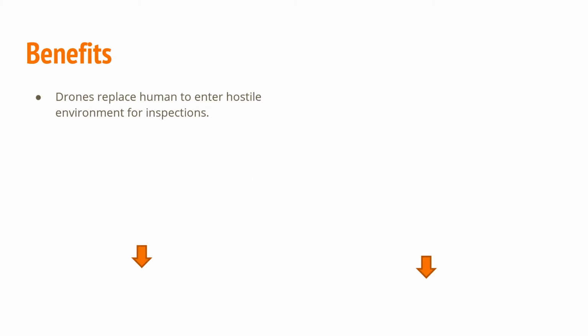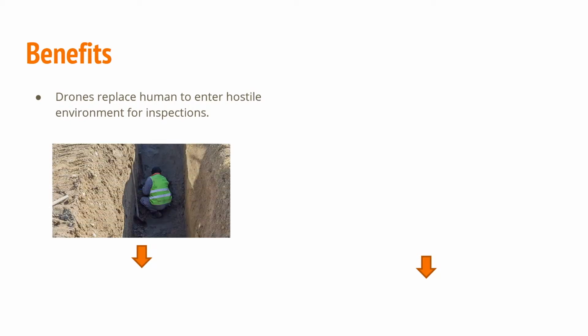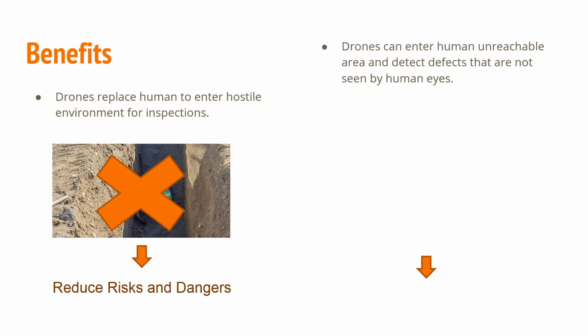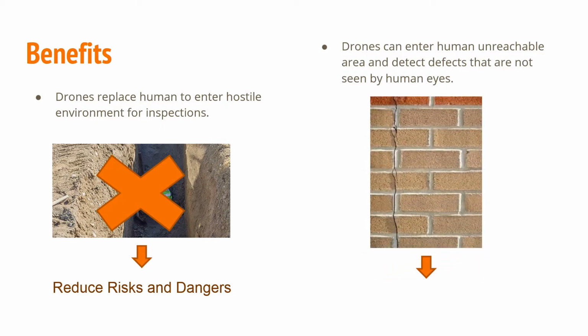Moreover, as drones are small and they can easily get access to hostile area, this can reduce the chance of bearing of risks and dangers of the workers. In addition, as drones can also get access to human unreachable area, it can detect defects that cannot be seen by human eyes. The inspection can be complete in a more comprehensive way.